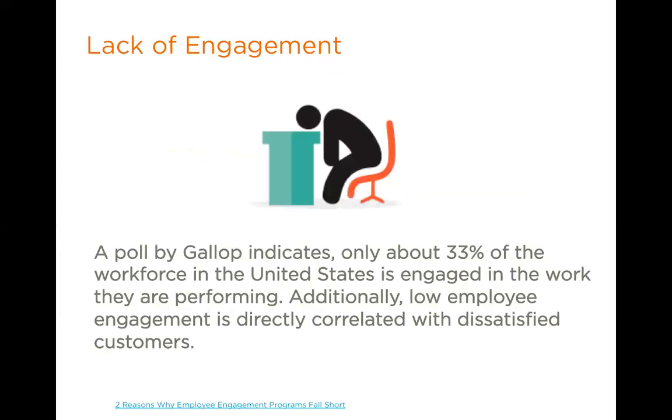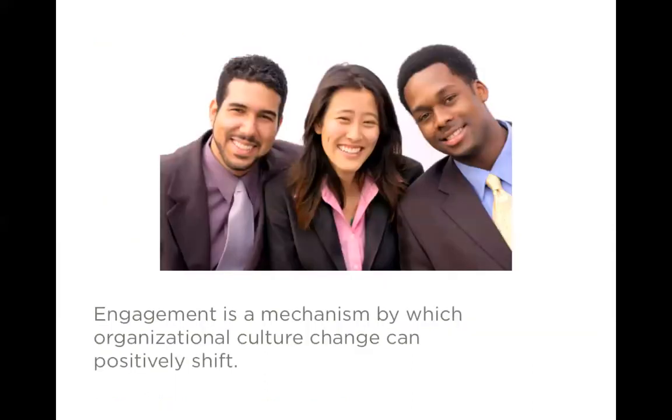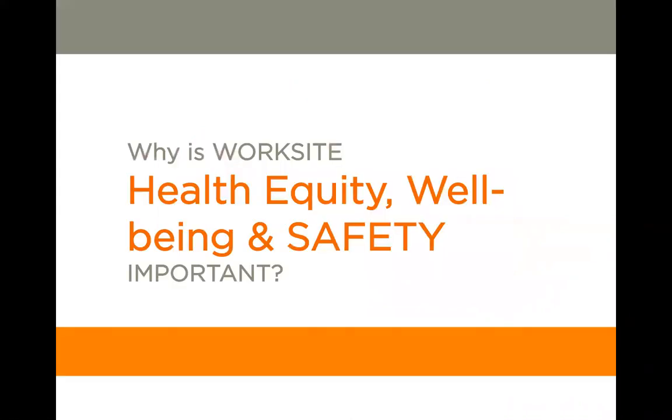According to Gallup, only 33% of the United States workforce is engaged in work. So engagement is a mechanism by which organizational support and culture can change and shift positively. So how do we do that? We do that by increasing equity, well-being, and safety within the workplace. So why is equity, well-being, and safety important in the workplace?